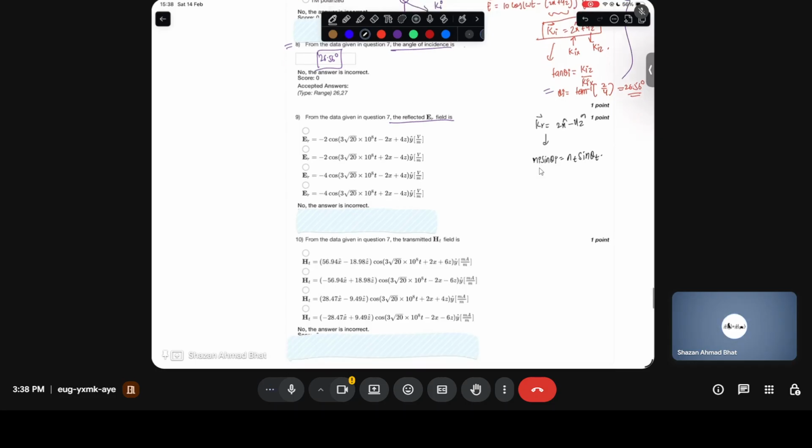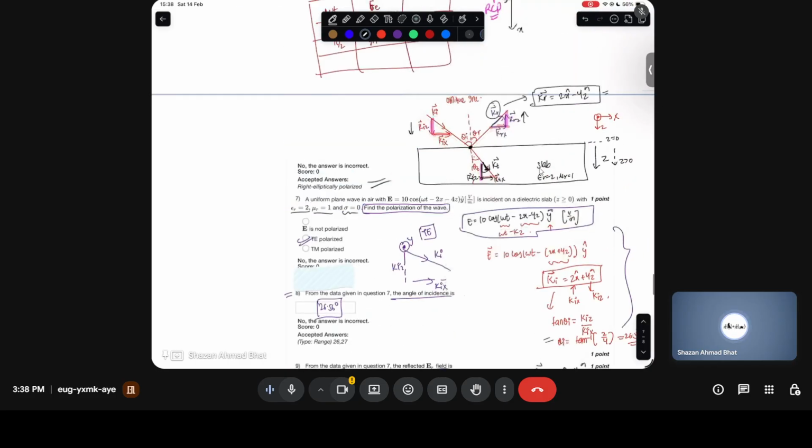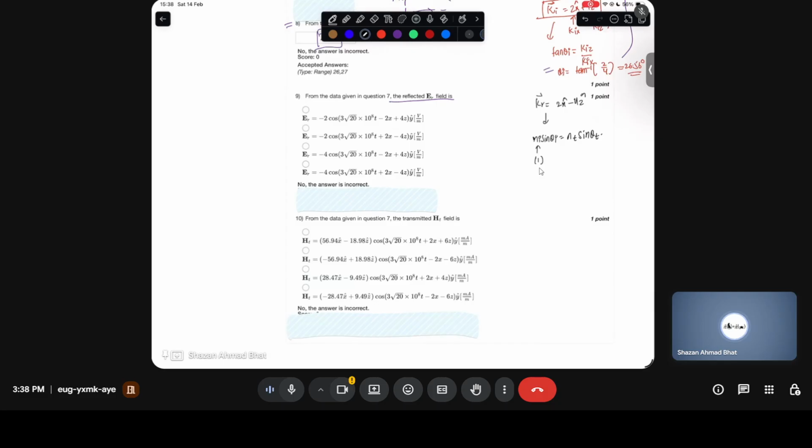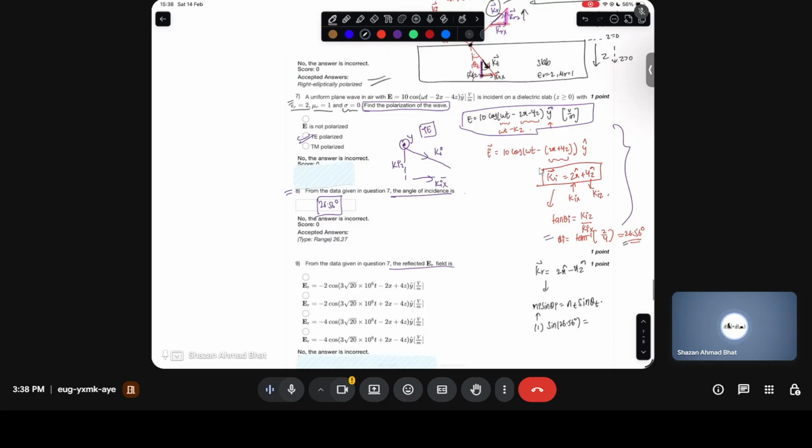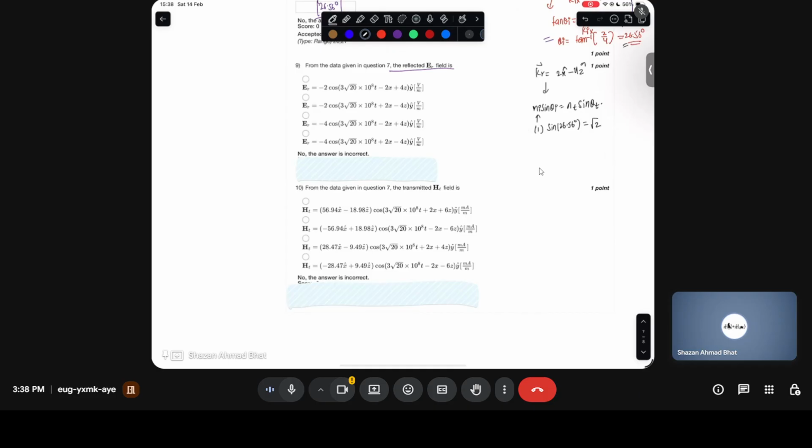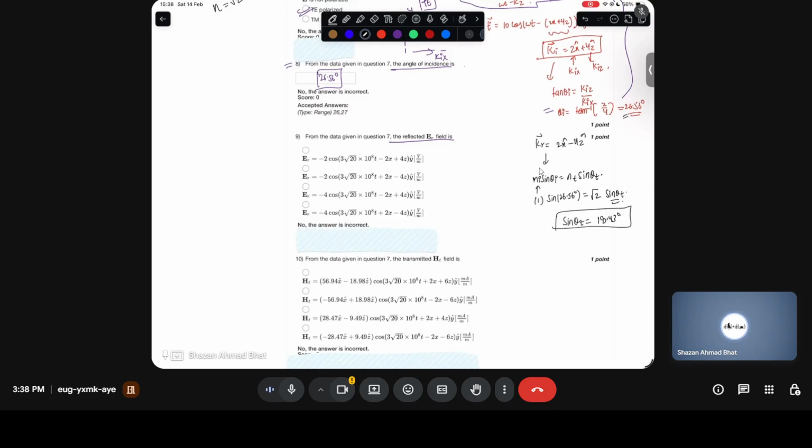What things are you given? Ni is 1, basically the outside here is 1. Sine theta incidence was sine of 26.56 degrees, what we obtained. Then for the transmitted side, the slab's refractive index is square root of epsilon r, that means square root of 2. Then there is sine of theta t, so we need to obtain sine theta t. So theta t will be equivalent to 18.43 degrees. So this is the exact value of it.